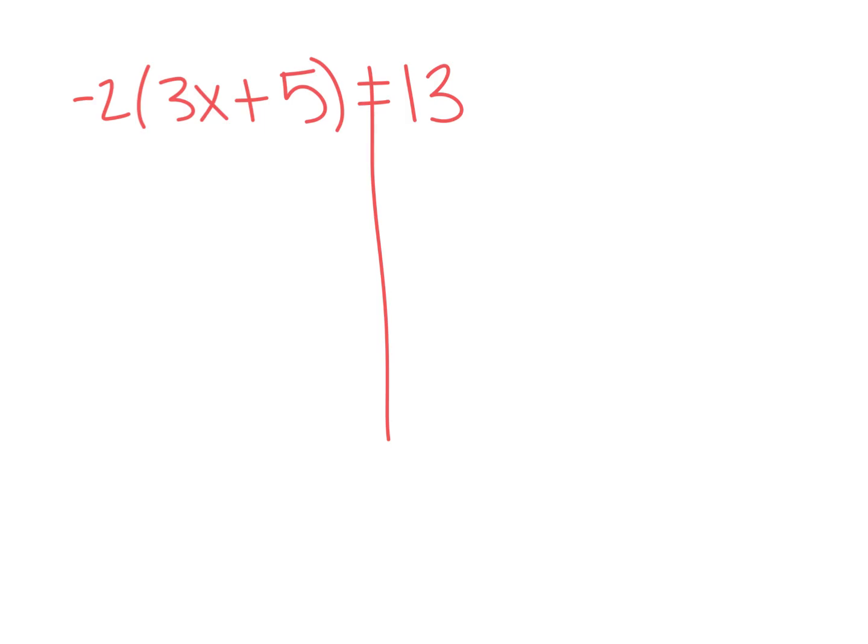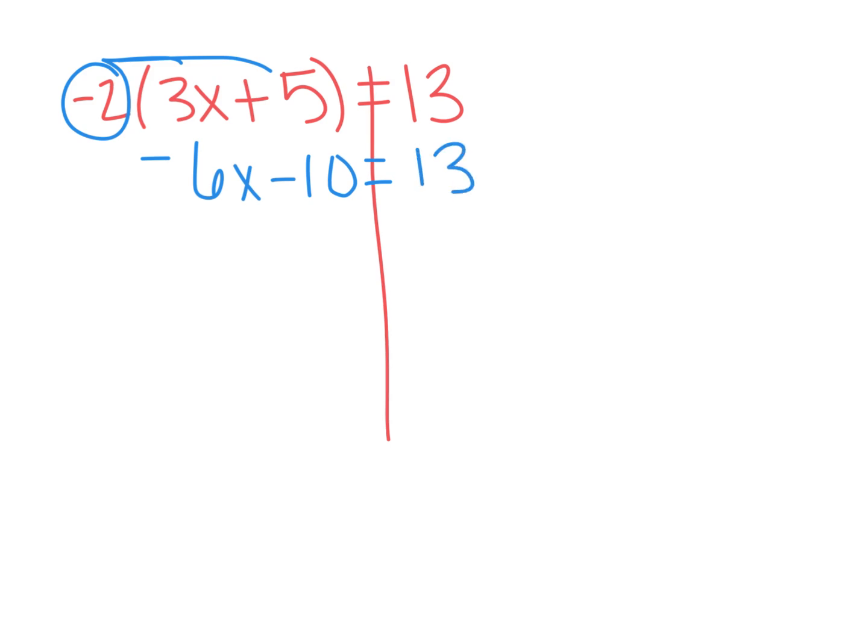Multiply. What am I multiplying? The -2. Good. -2 times 3x is? -6x. A -2 times 5 is? -10. Good job on the signs. Do we need to collect like terms? Nope. Do we need to move our letters to one side? Nope. Constant. What's my constant? It's the one without the letter. What's the constant? The 10, and it's a negative.